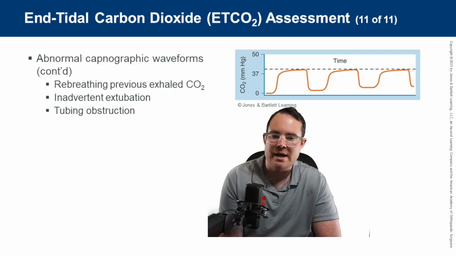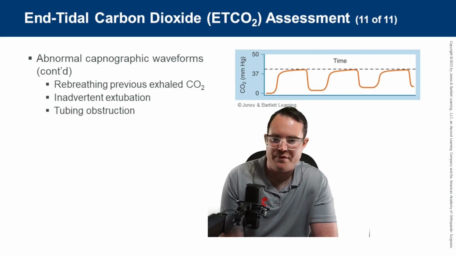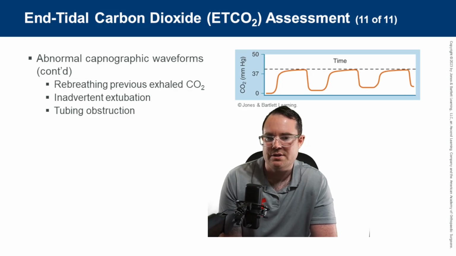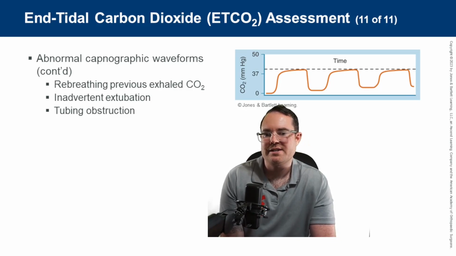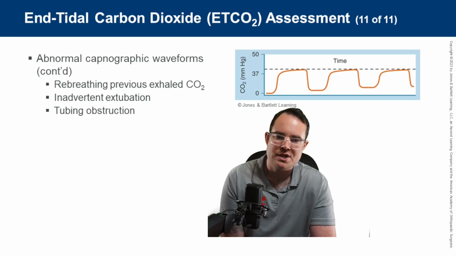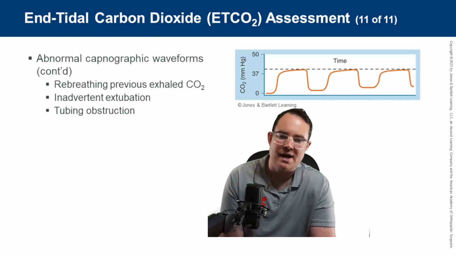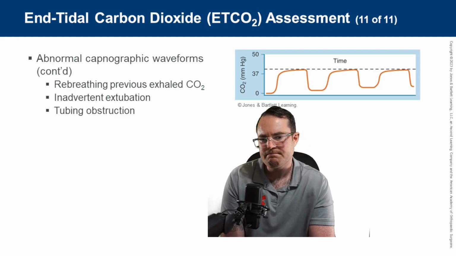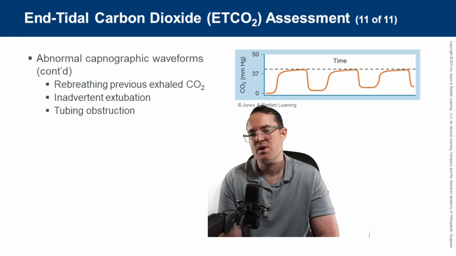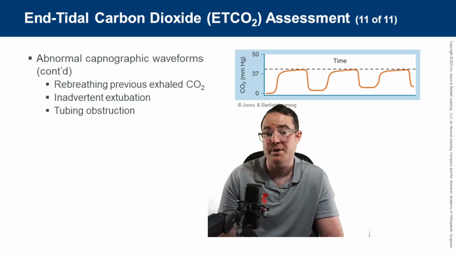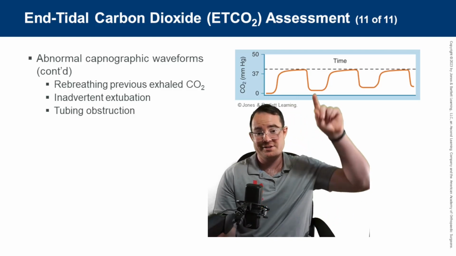Abnormal capnographic waveforms. It's saying rebreathing, previous exhaled CO2, inadvertent extubation, tubing obstruction. These are all different things that I'm looking for that can alter my end tidal waveform. Okay. Obviously, if somebody's rebreathing too much CO2, what do you think is going to happen to CO2? It's going to go up.